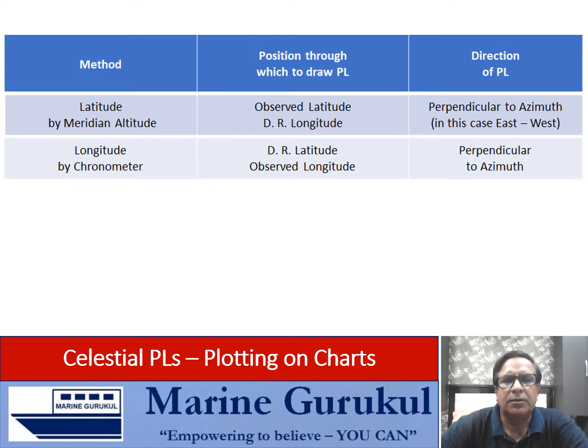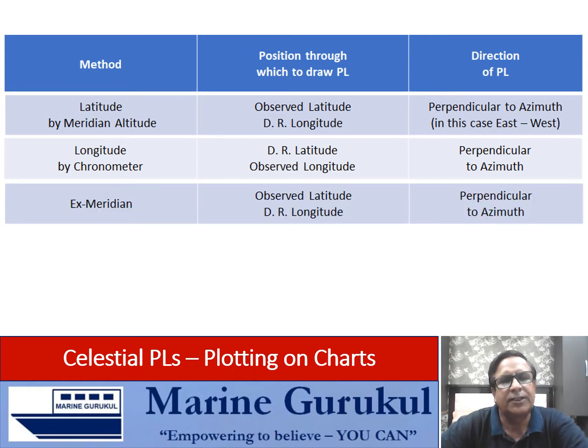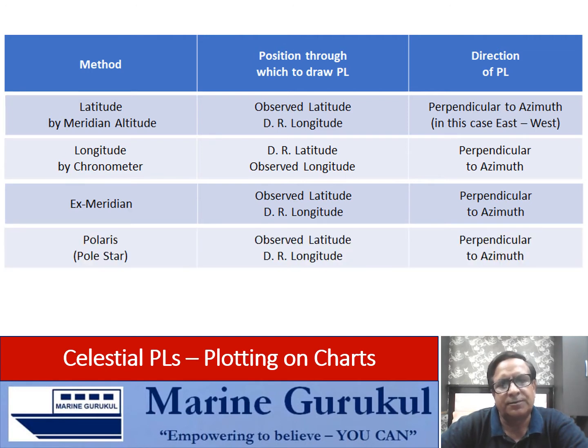Longitude by chronometer, position through which to draw the PL is DR lat, observed long. Direction of the PL perpendicular to azimuth. Ex-meridian method, position through which to draw the PL, observed lat, DR long, and direction is perpendicular to azimuth. Polaris or the pole star, observed lat, DR long, perpendicular to azimuth.